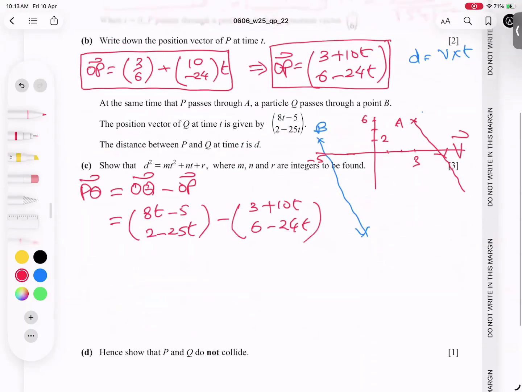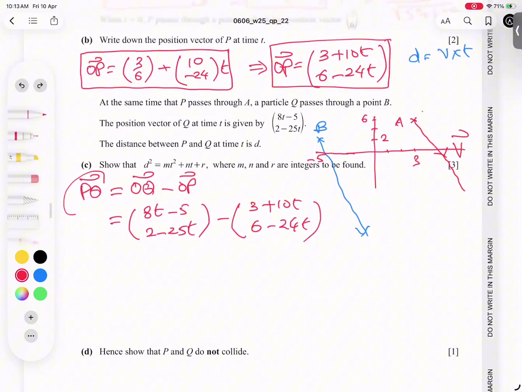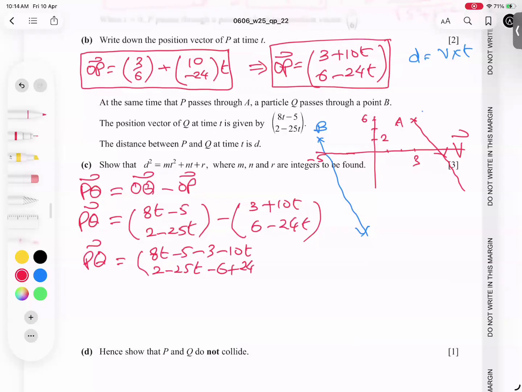Now, students, I label this as D because he said D. So first I'm writing PQ, no problem. Now, how to do it? I'm finding the PQ vector. So 8t, you have to subtract them. So this minus this. Let me write it first: 8t minus 5 minus 3 and minus 10t. Below, 2 minus 25t, negative 6 plus 24t.